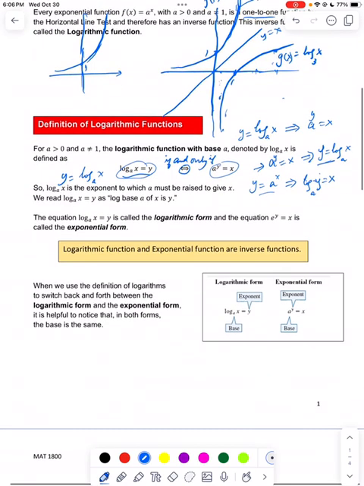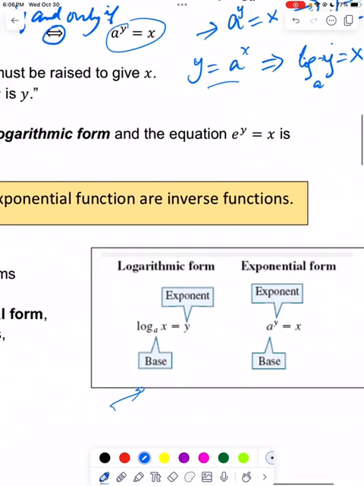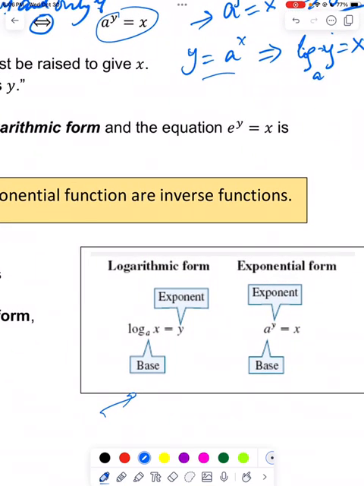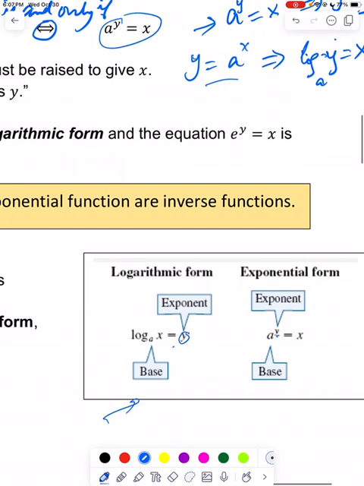So here is a better explanation. Logarithmic form, log base a of x is equal to y, is transferred like this, a raised to y equal to x. So note here, what is this y? Y becomes the exponent of the base when you convert it into the exponential function.